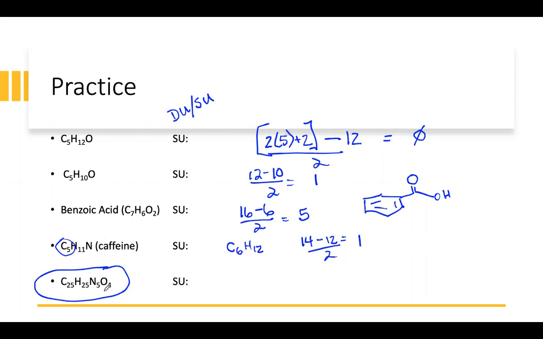So let's try this. I've got 5 nitrogens. So that means I'm going to convert my formula to C25, because I've got to add 5 carbons and 5 hydrogens. So this, C5, I'm flustered now. C30H30, because I added 5 hydrogens and 5 carbons and I ignored the oxygens. So this would be 30 times 2 is 60 plus 2, 62 minus 30. And divided by 2, so that would be 32 divided by 2, and I get 16.